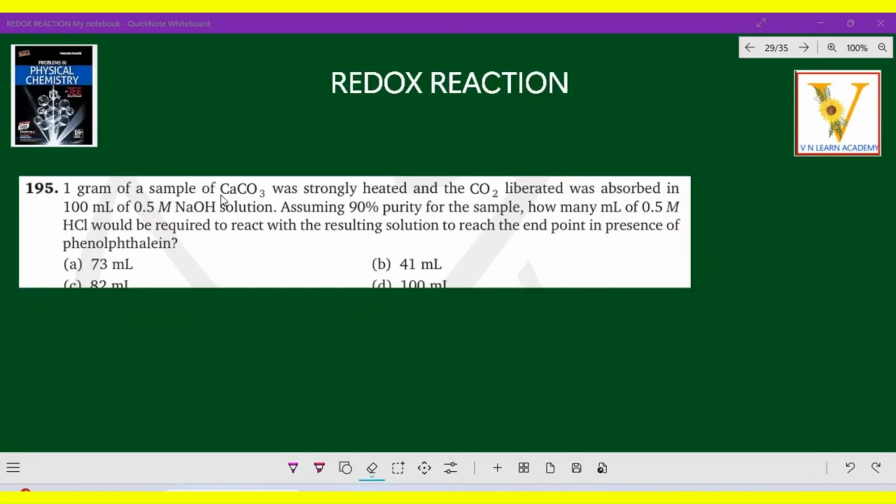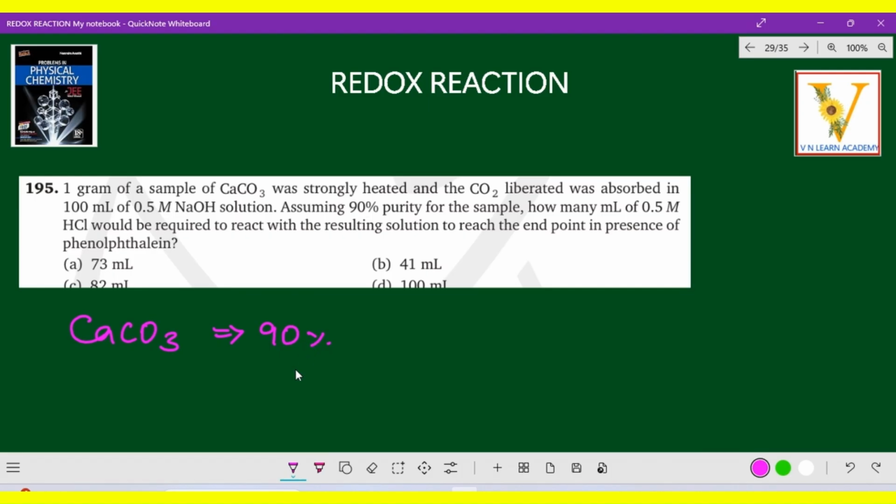Question: 1 gram of a sample of calcium carbonate was strongly heated and the carbon dioxide liberated was absorbed in 100 ml of 0.5 M NaOH solution. Assuming 90% purity of the sample, how many ml of 0.5 M HCl would be required to react with the resulting solution to reach the end point in the presence of phenolphthalein indicator? Right. Now here, calcium carbonate is the sample. Here the percentage purity they have given is 90%.